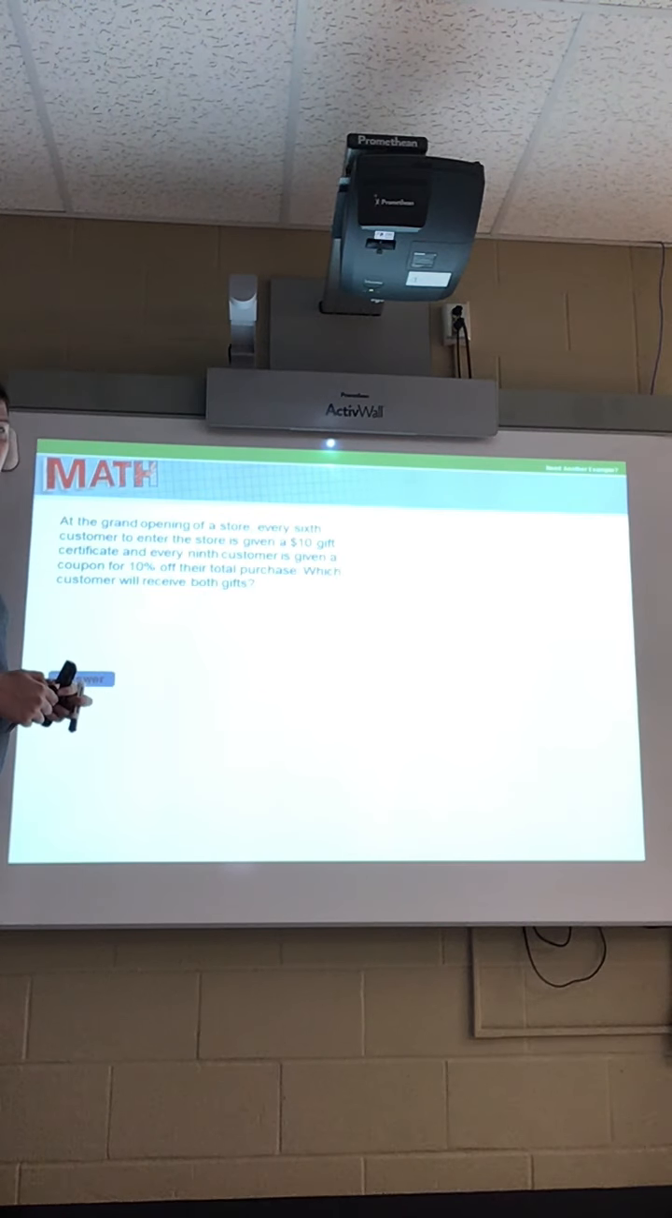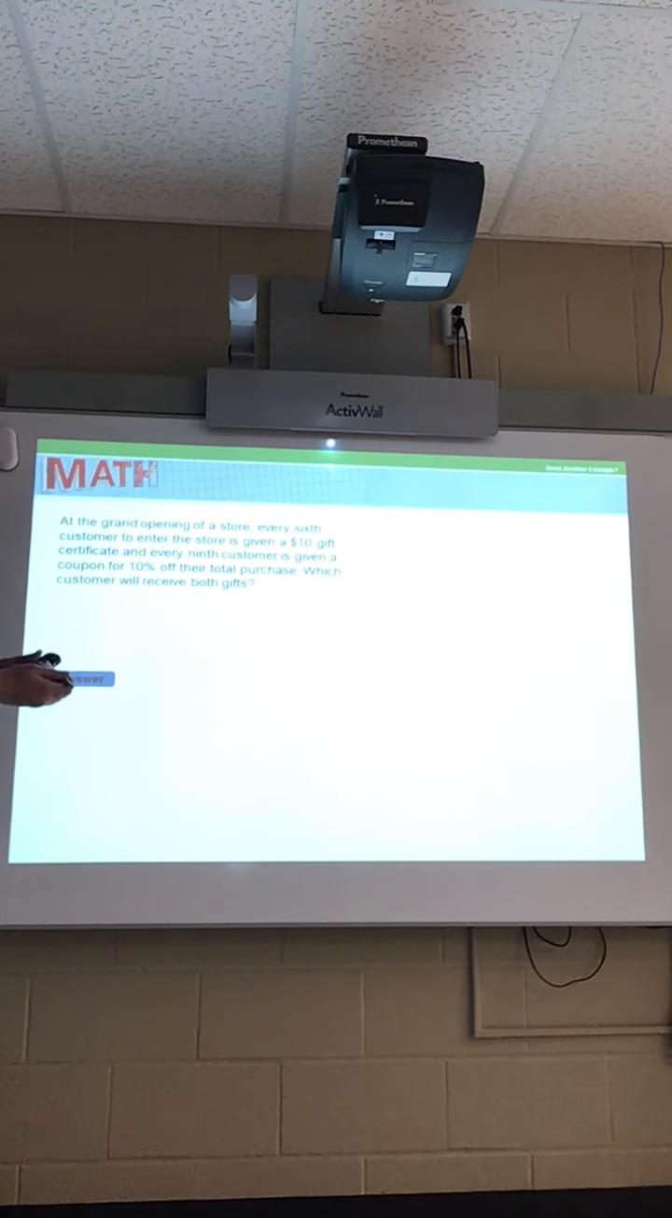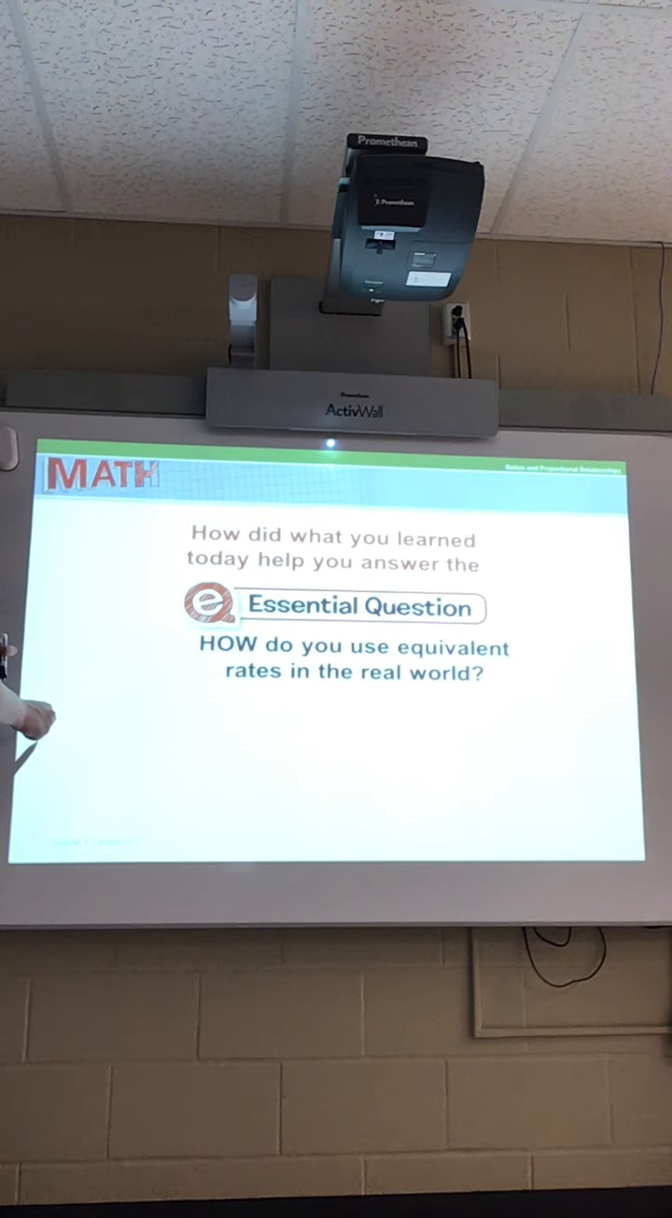Okay, so 6 and 9, you need to find the least common multiple of. Once you are done, push pause and then push play when you think you have an answer. And if you did it correctly, you should have got the 18th customer. Okay, and that is it.